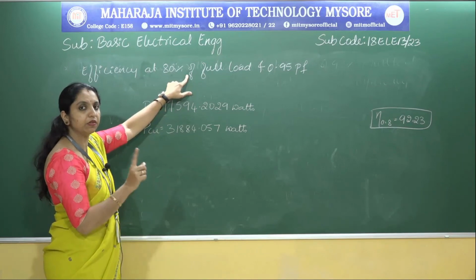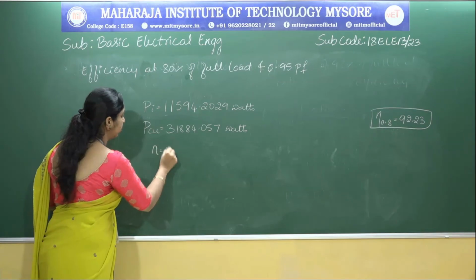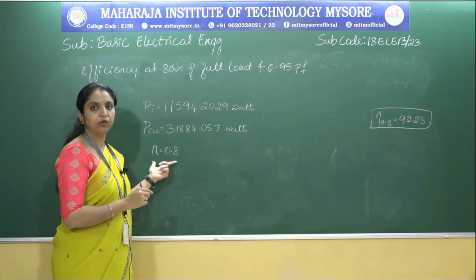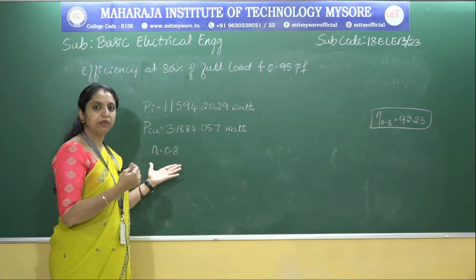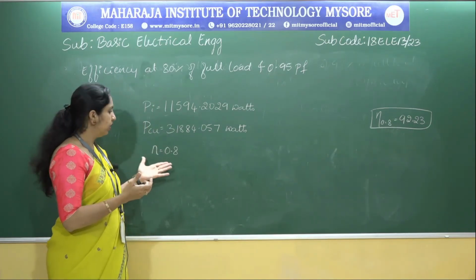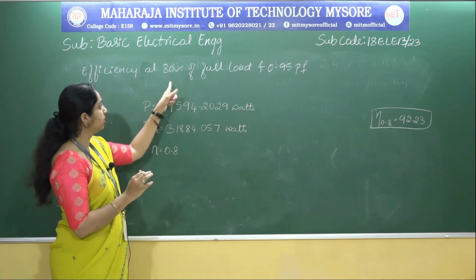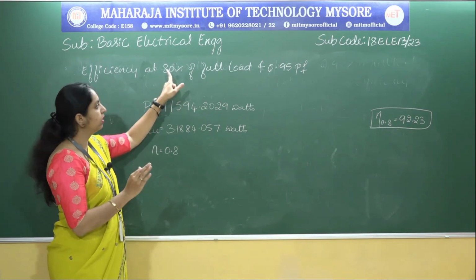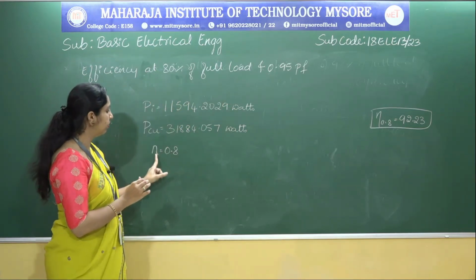So what is this 80% of full load? Remember, 80% of full load means n is equal to 0.8. The n value can be given in terms of percentage or in terms of a fraction. Here n is provided as 80% of full load. Don't get confused with the efficiency value. This is 80% of full load, that means it is the value of n.